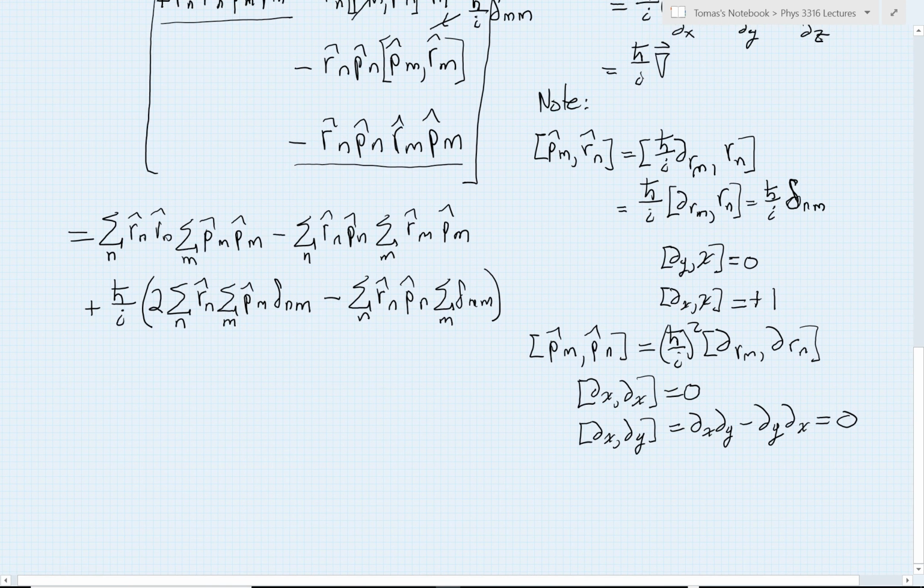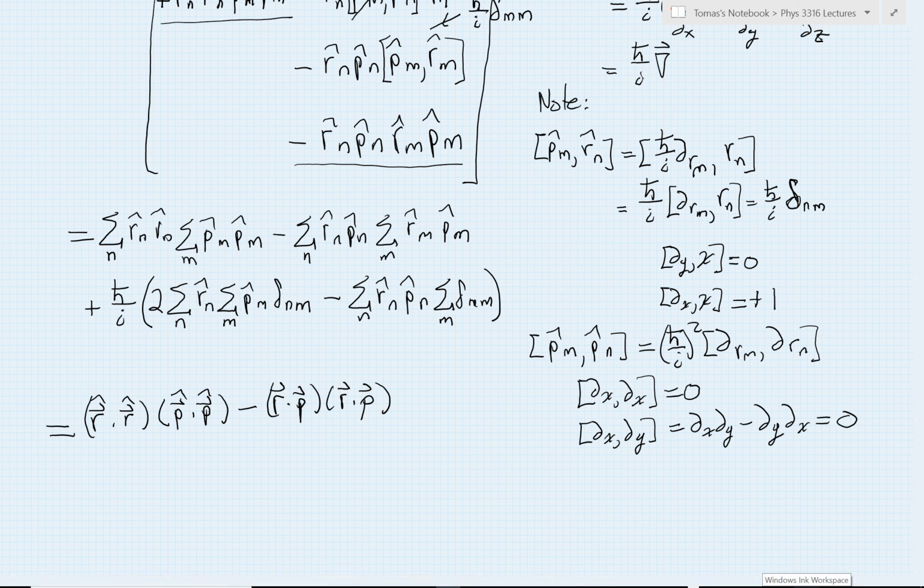Okay, so now I think we are ready to interpret this back in terms of a more normal vector language. So the first piece, notice this is just r dot r, applied after I apply the effects of p dot p, minus then, and this is really r dot p applied to the effects of applying r dot p. So that looks just like the classical term. The quantum mechanical pieces, we're going to do a little thinking on these first, but they definitely come with h bar over i. Let's look at this.